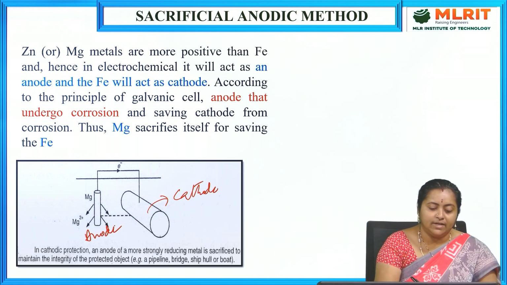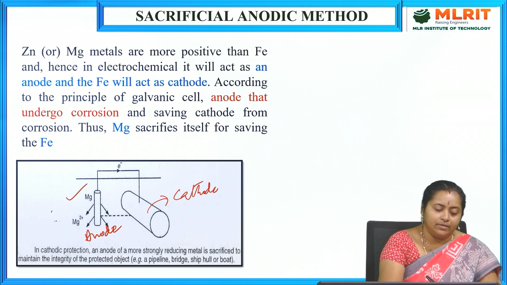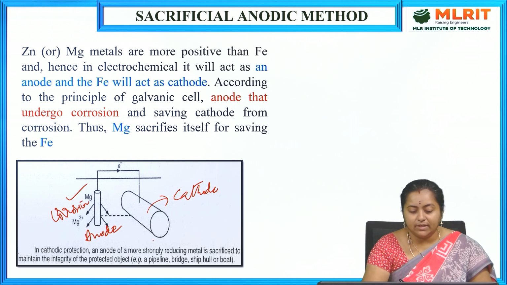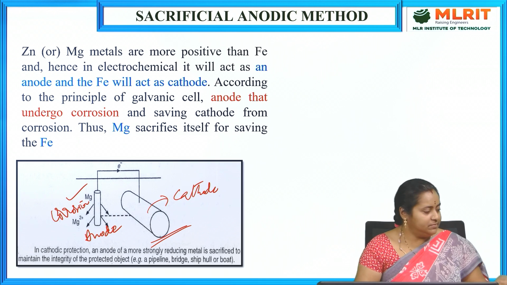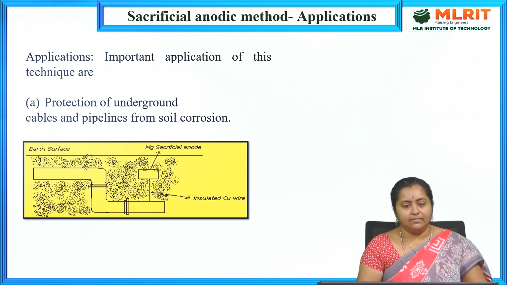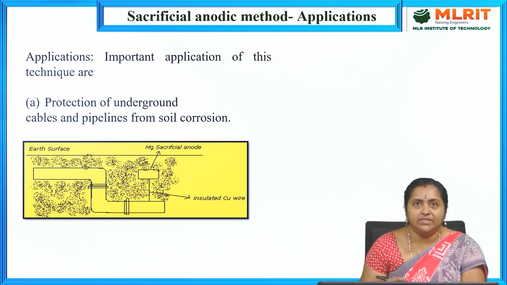So as a result, oxidation takes place at the magnesium block, and then magnesium is involved in the corrosion reaction. Hence, this buried pipeline, which is made up of iron, will be prevented from corrosion reaction. So we are having a lot of applications for the sacrificial anode method.